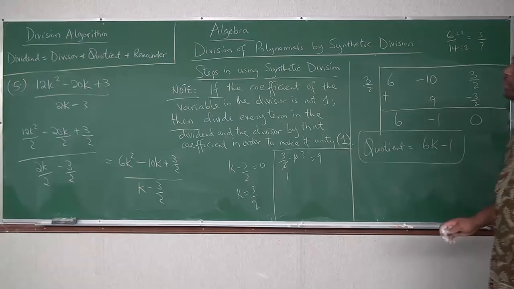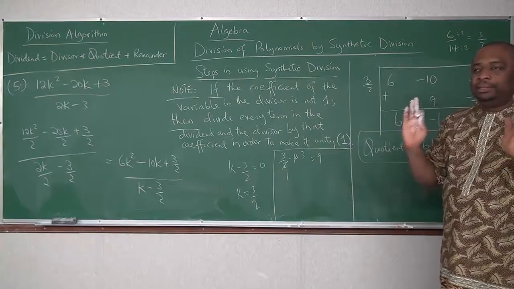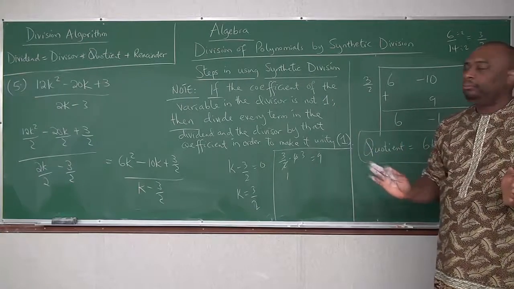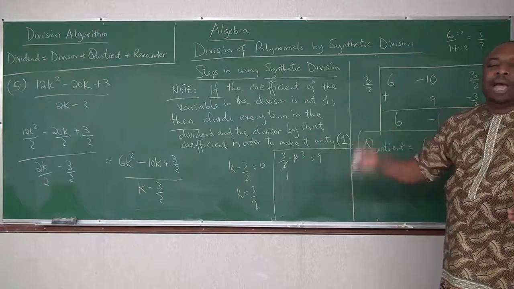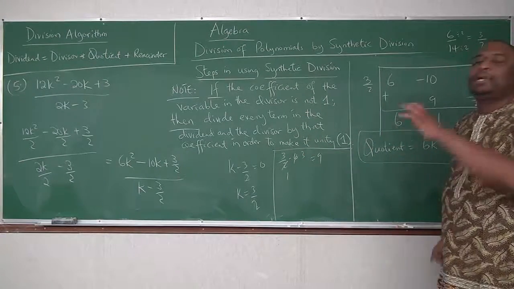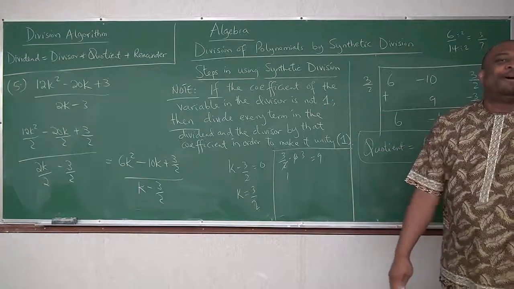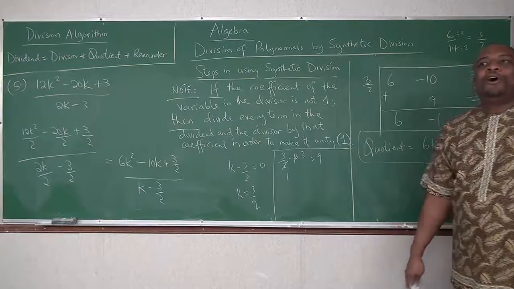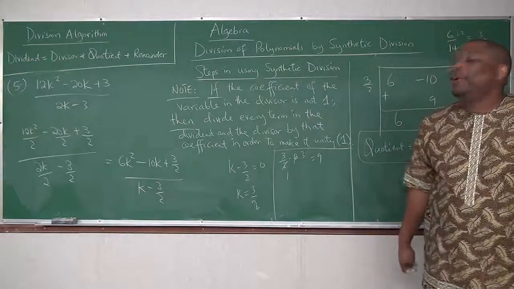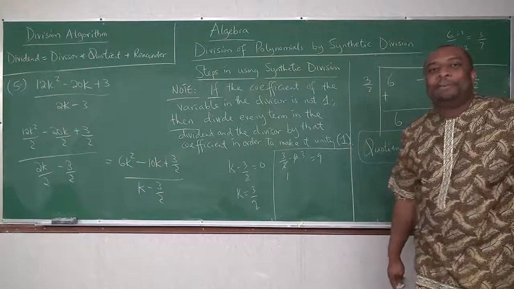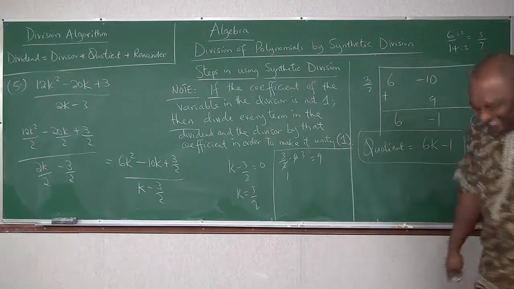Remember is 0. So if we write this as division algorithm, I will not use the modified form, because this is the modified form. I'm going to use the main form.